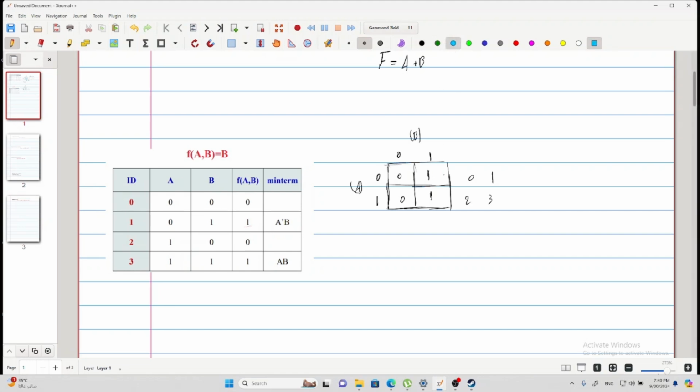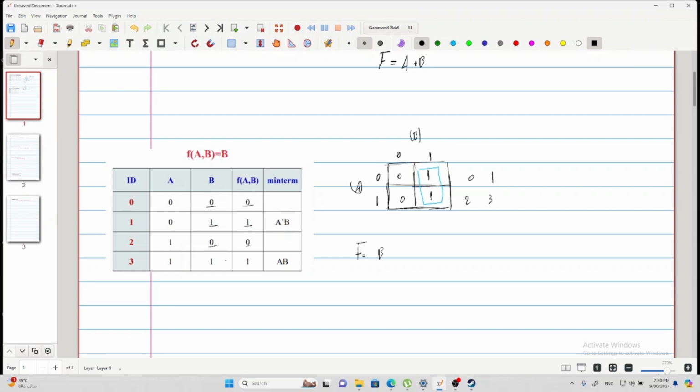Now we would like to group. Again, I think it's obvious that the only grouping possible, or the largest group possible, is actually just 2, which is this group. And then you could say that the function is equal to... Again, we look at the group itself, we see that A is changing along the group, but B is constant, so it means it is equal to B. Let's verify with the truth table. When B is 0, it's 0. When A is 0, it's 0. So it is true.